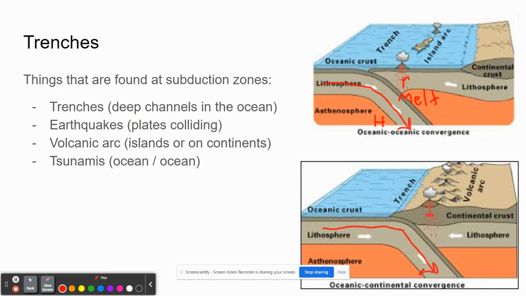When that ocean plate is taken underneath, it's going to go through and melt because it's hotter down there. That magma is going to come to the surface and form volcanoes, but these volcanoes are just on land because this is continental crust, where the other was oceanic crust. So we've got islands versus volcanoes on land.